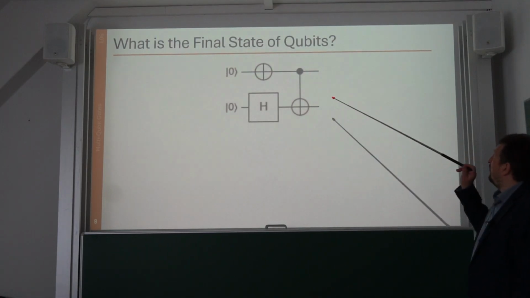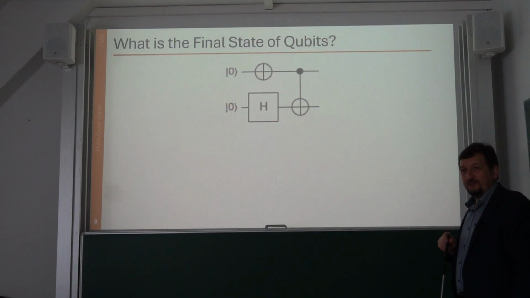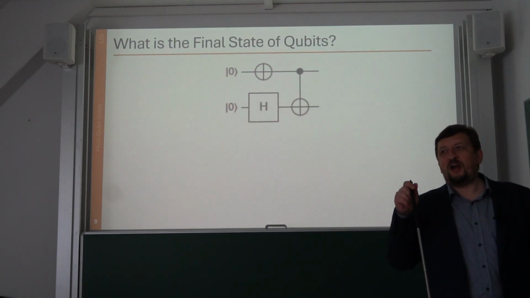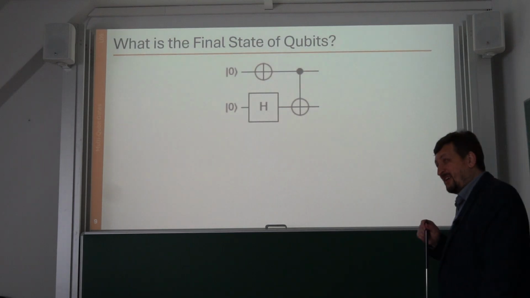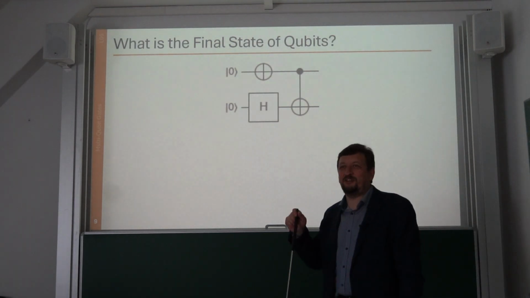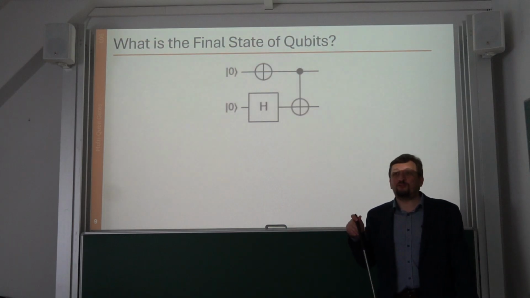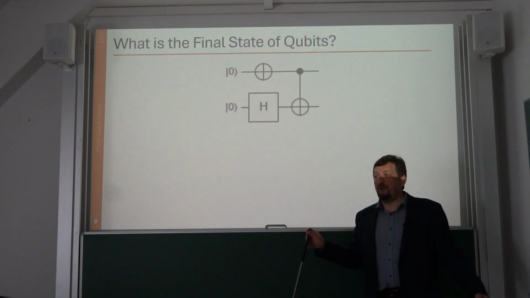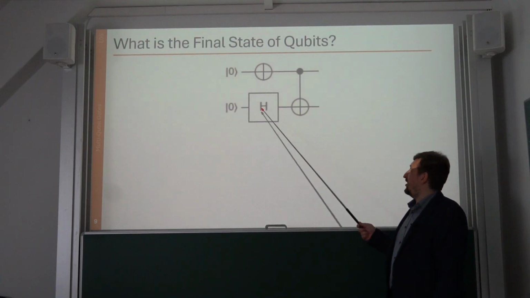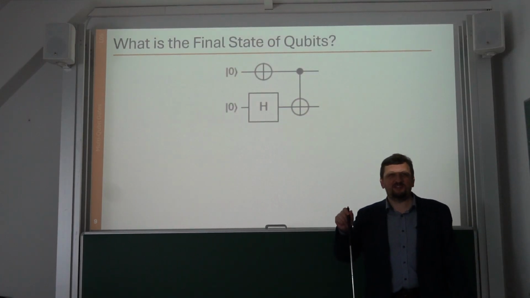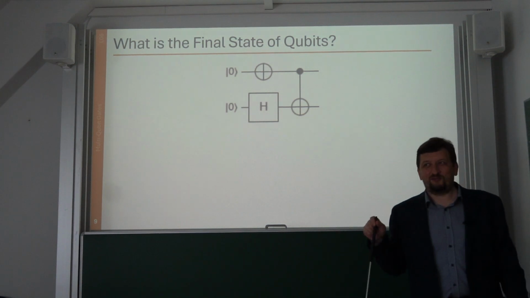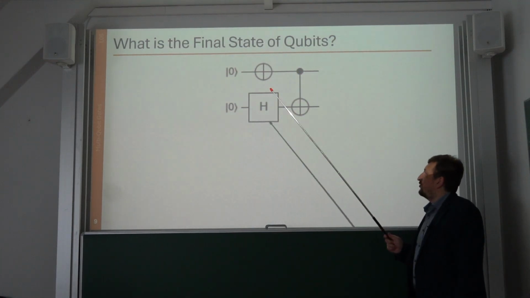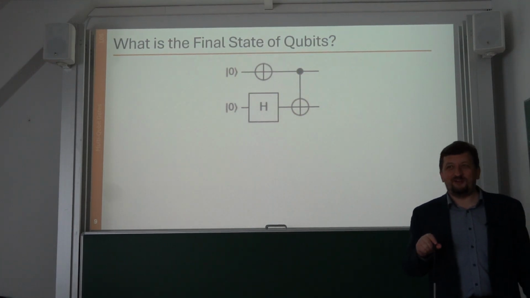Okay, and what if I have a circuit like this? This one is a little bit more complicated because here I have a Hadamard gate, and the Hadamard gate does not exist in classical logic because it puts a qubit in a superposition state. This is not something that we can do classically, so anytime we see a Hadamard gate, we know this is something quantum. We cannot just write a logical formula like that. So what will be the output state in this?